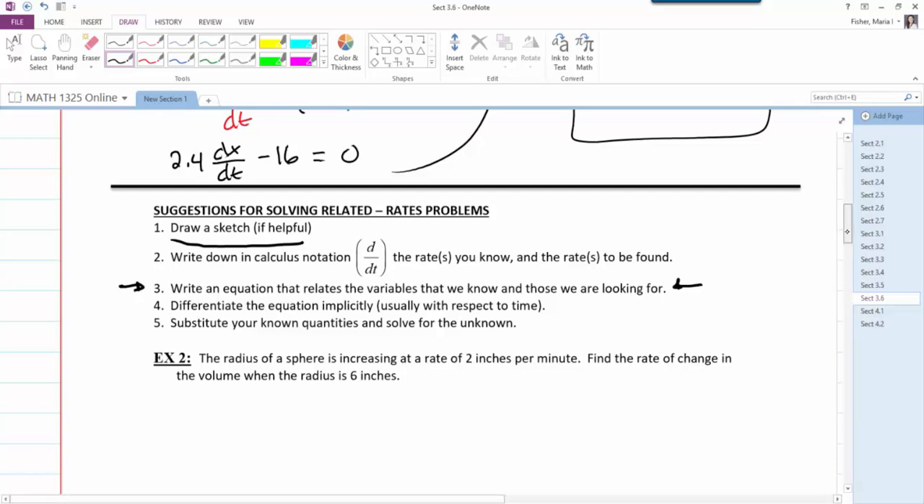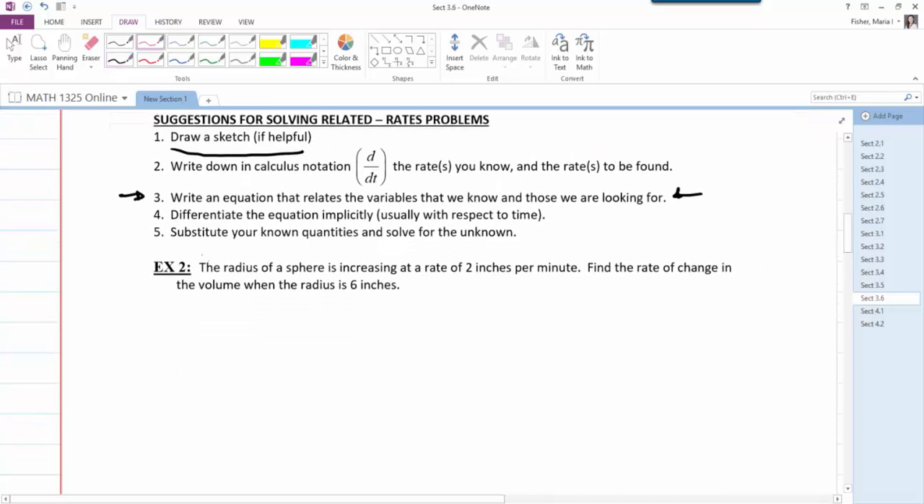So let's reread the problem here. The radius of a sphere is increasing at a rate of 2 inches per minute. Anytime you see the word rate, you're thinking of a derivative. Rate means the derivative. So if my radius, and what's a good variable for radius? R. If my radius is increasing at a rate of 2 inches per minute, then I can say dr/dt is equal to 2 inches per minute.